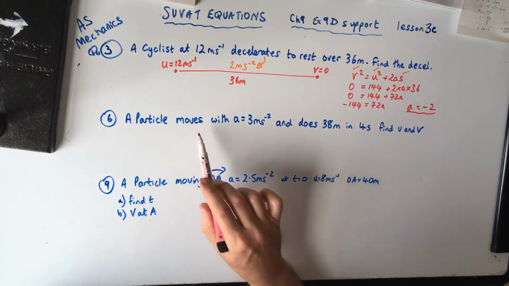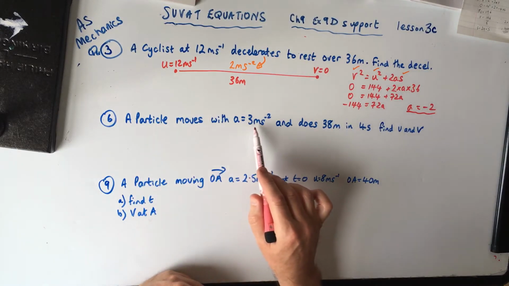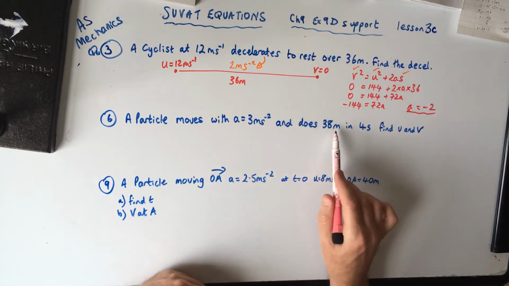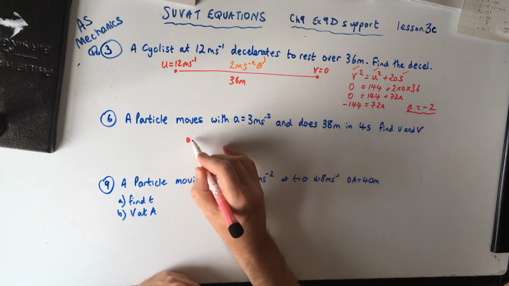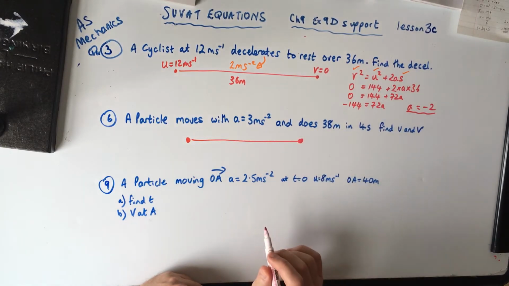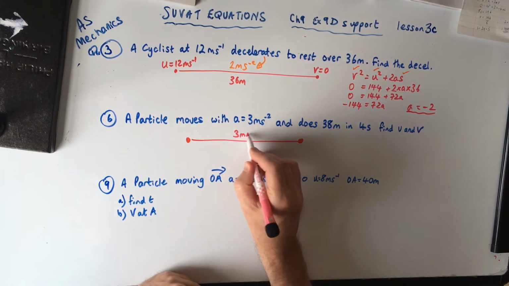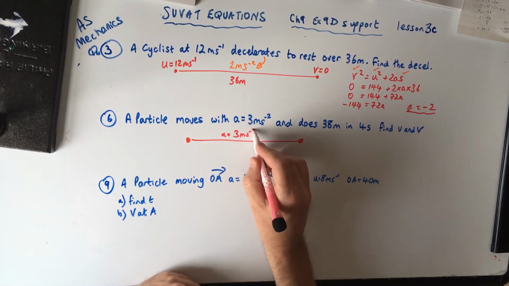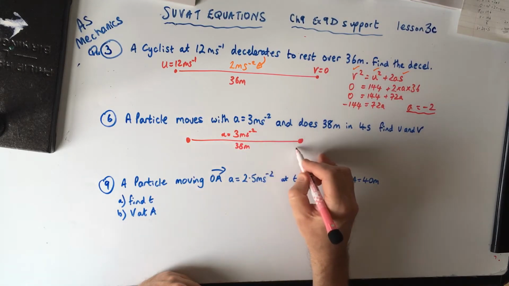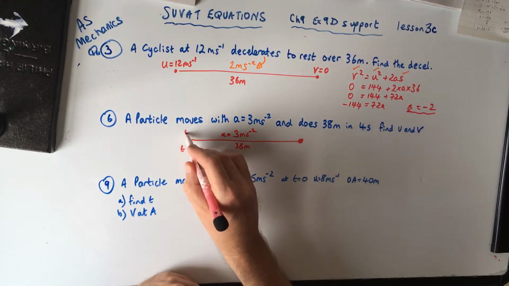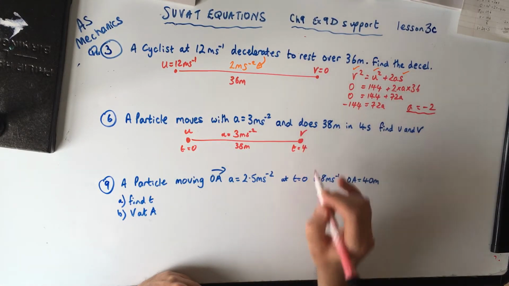Okay, so next one, number 6 here that I'm going to go through. A particle moves with acceleration of 3 meters per second squared, speeding up, and does 38 meters in 4 seconds. Find u and v. Okay, so here it is. Let's draw the diagram. It goes from there to there. And it has an acceleration of 3 meters per second squared. 38 meters. And t equals 4. t equals 0 there. We don't know u and we don't know v. And t is equal to 4.